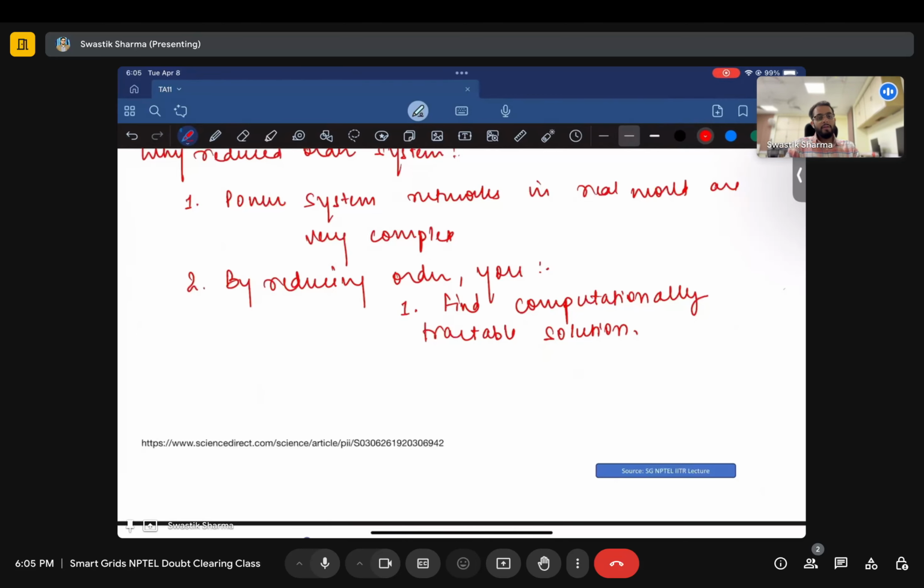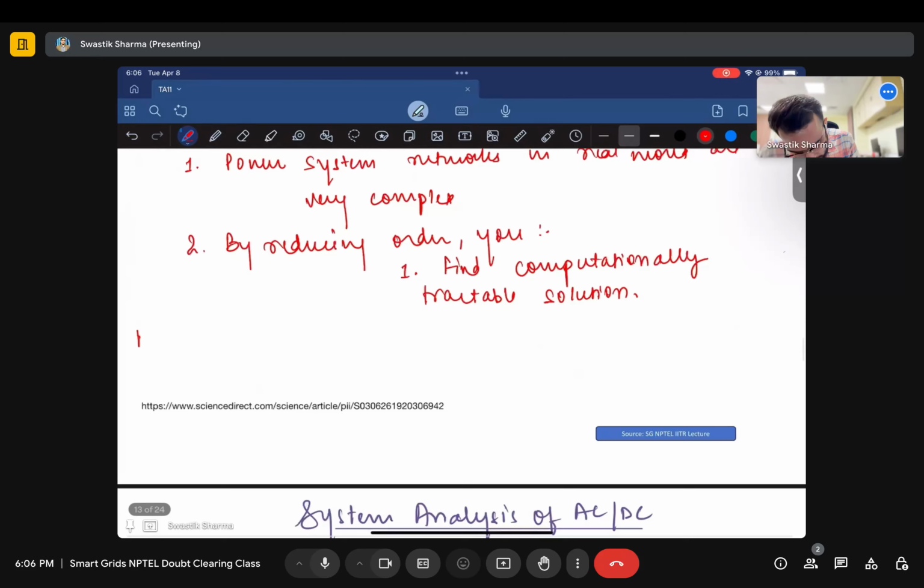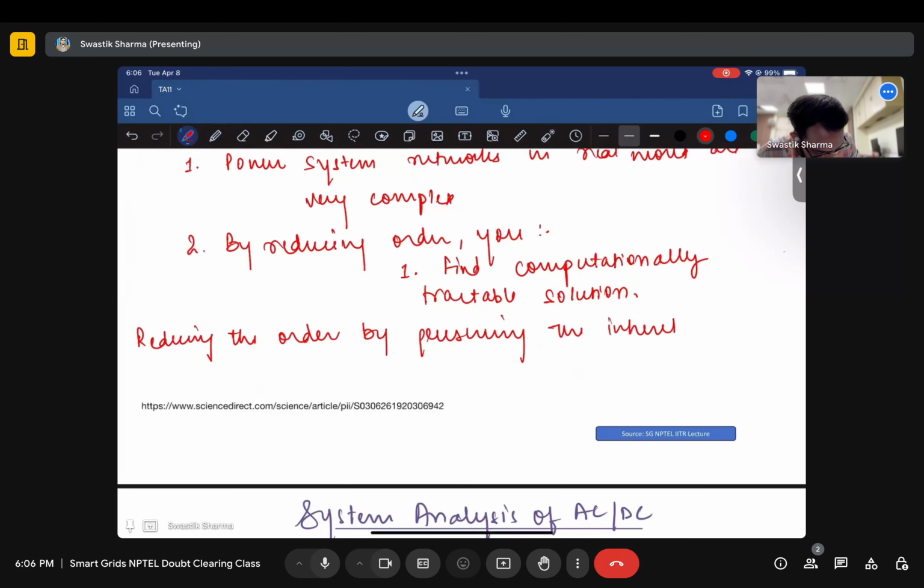right? So how do you do it? You reduce the order of the system, reducing the order by preserving the inherent dynamics of the system to be modeled. So you want to reduce the order, but you want to ensure that the essential dynamics of the system that are there, we are able to model that, right?